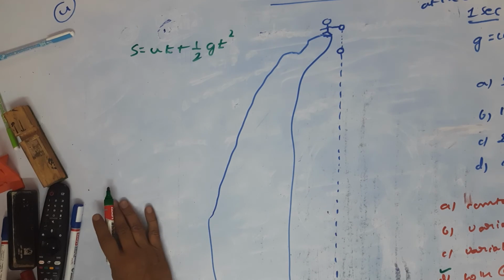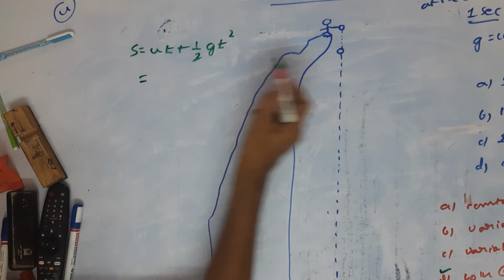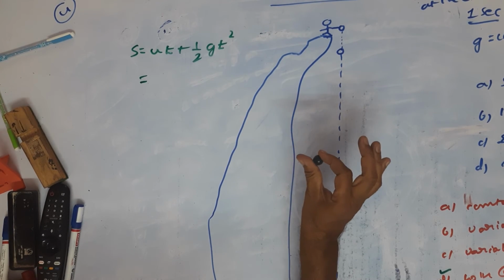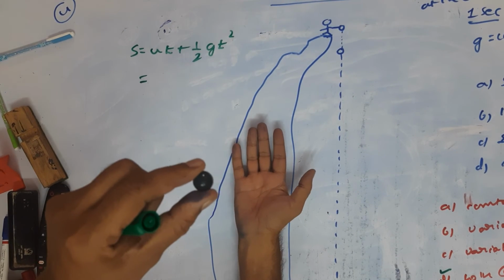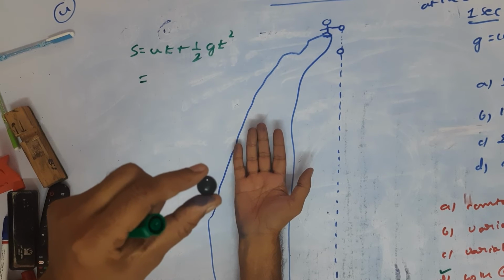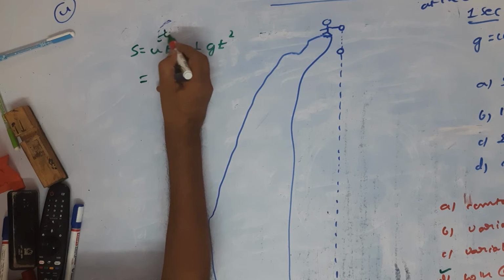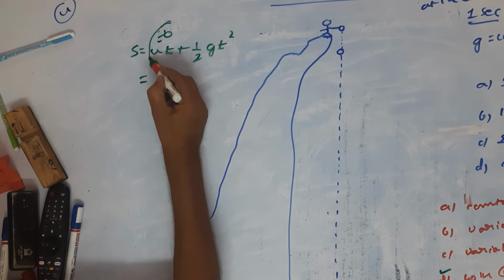The displacement we have to calculate. Initially, since it is falling, you are not throwing. If you throw, the velocity is more. But if you allow it to fall, it is called free fall. The initial velocity is 0. Therefore, u equals 0. 0 multiplied by anything is 0.